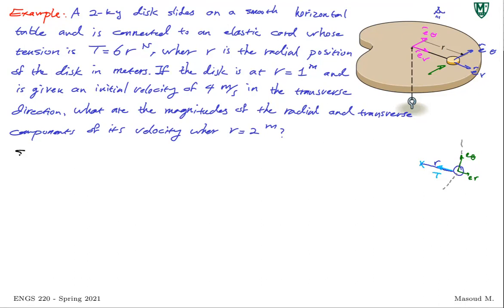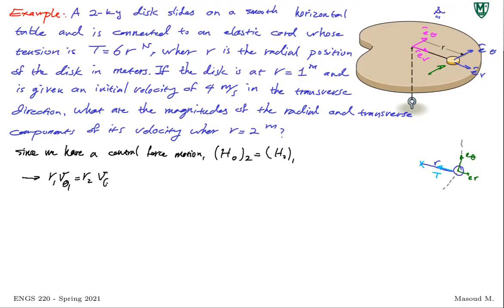So since we have central force motion, H_O2 is equal to H_O1. Now, we said we use polar coordinates when we're dealing with central force motion. So let's continue that. We derived that for central force motion in polar coordinates, R1 V_theta1 is equal to R2 V_theta2.